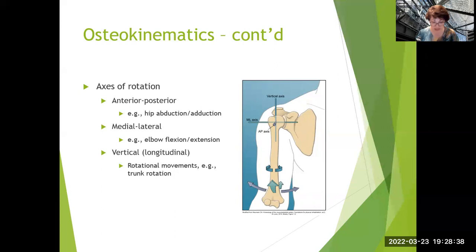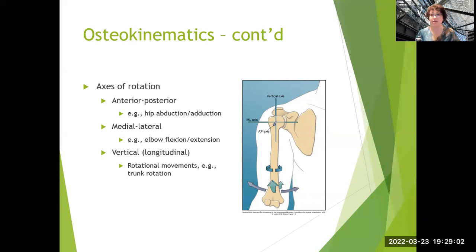So in our body, a joint is usually the axis of rotation. That's the point about which the joint motion occurs. So the axis of rotation is always perpendicular to the plane of motion. So with our elbow flexion extension, it's in the sagittal plane and the medial lateral axis.